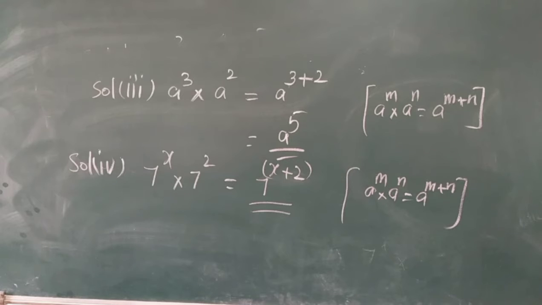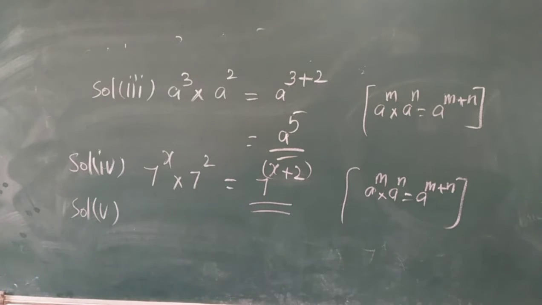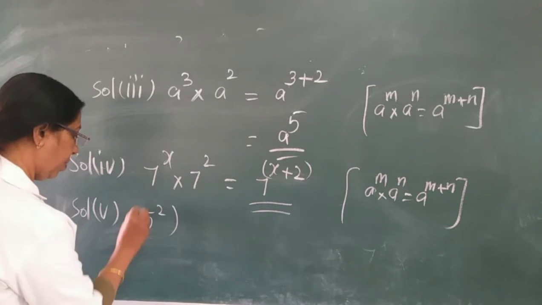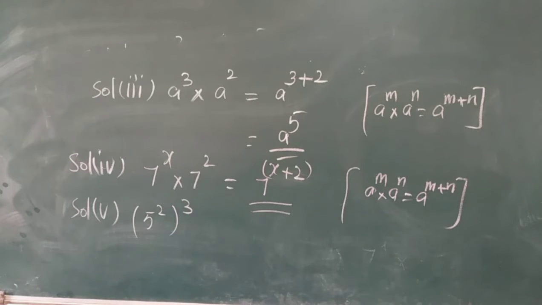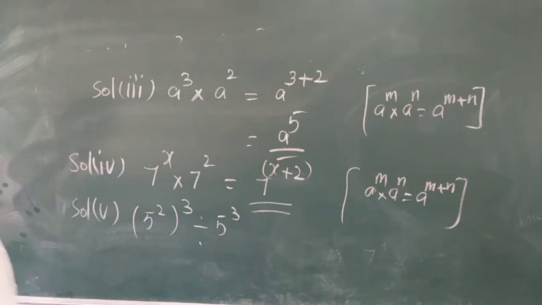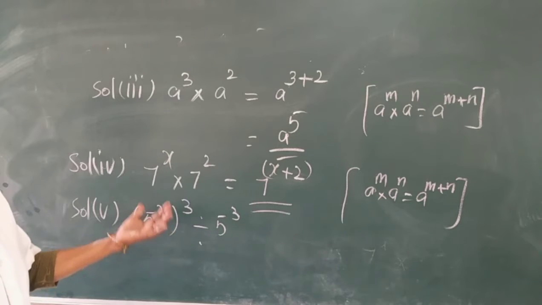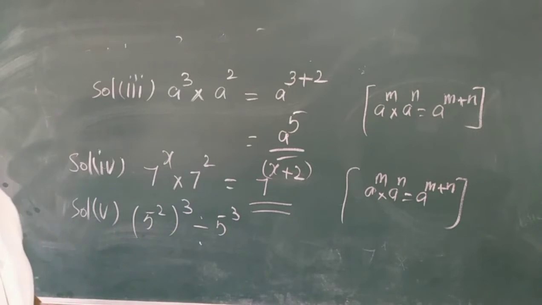Now solution 5. The question is 2 square the whole raised to 3 and 5 square the whole raised to 3 divided by 5 raised to 3. First simplify this. This 5 square the whole raised to 3 and simplify that divided by 5 cube.